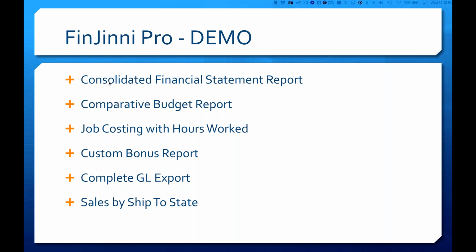You created a custom report for one of your clients, a job costing report with the number of hours worked for the employees next to it, which for that particular customer was useful. You also built a custom commission bonus report, and you're going to show us that one as an example of a custom report that can be built. You can also do complete GL exports, which is really useful for large QuickBooks files with 5-10 years worth of data, where QuickBooks takes forever to pull reports. And one report I asked him to show, because it's very pertinent now, is sales by ship to state. It's just an example of things you can do.